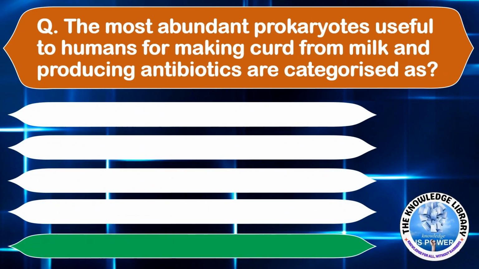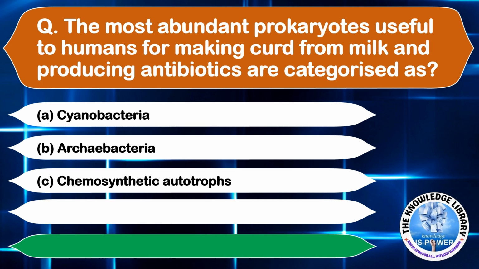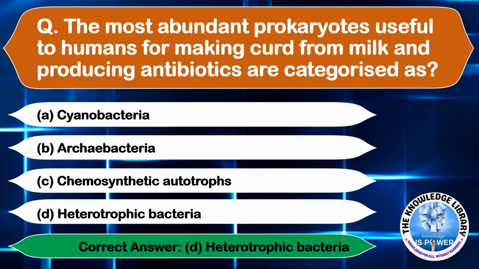The most abundant prokaryotes useful to humans for making curd from milk and producing antibiotics are categorized as option A, cyanobacteria. Option B, archaebacteria. Option C, chemosynthetic autotrophs. And option D, heterotrophic bacteria. So the correct answer is option D, heterotrophic bacteria. Moving on to the next question.